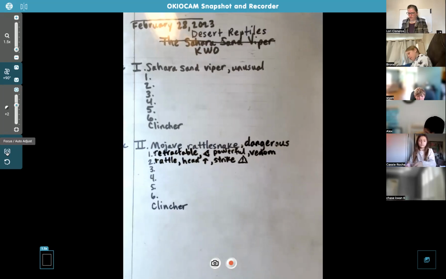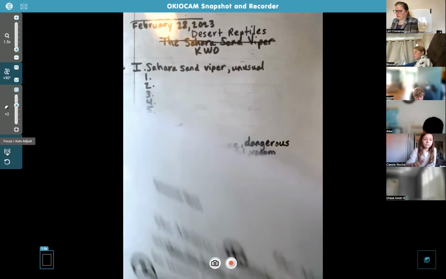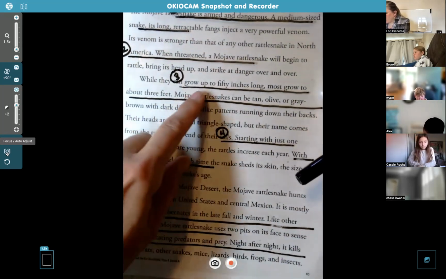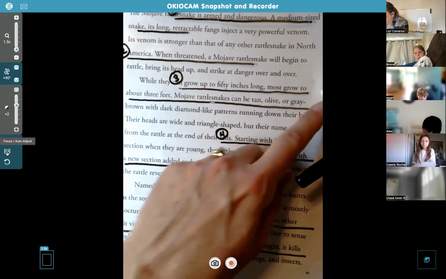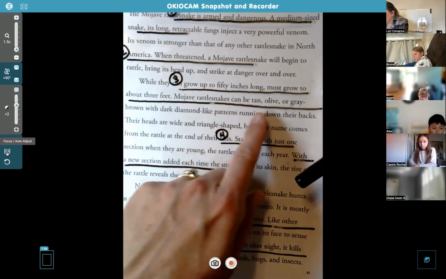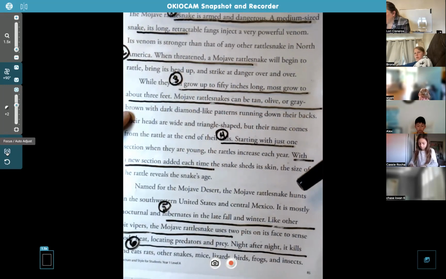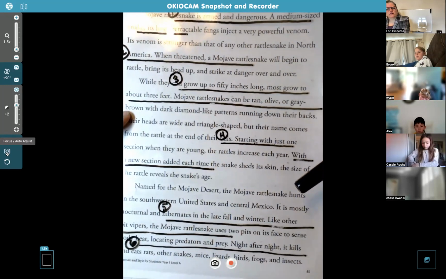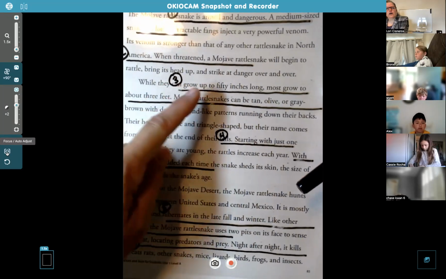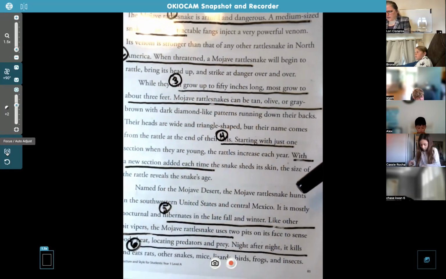Okay. Let's do one more and then we're going to talk about the checklist really quick. Okay, so the third one is grow up to 50 inches long, most grow to about 3 feet. And then it talks about the color. So we need to mention how big they get and the color that they can be. So let's have Chase help us with that one. How are we going to do number 3? All these facts listed on our outline. What do you think, Chase?